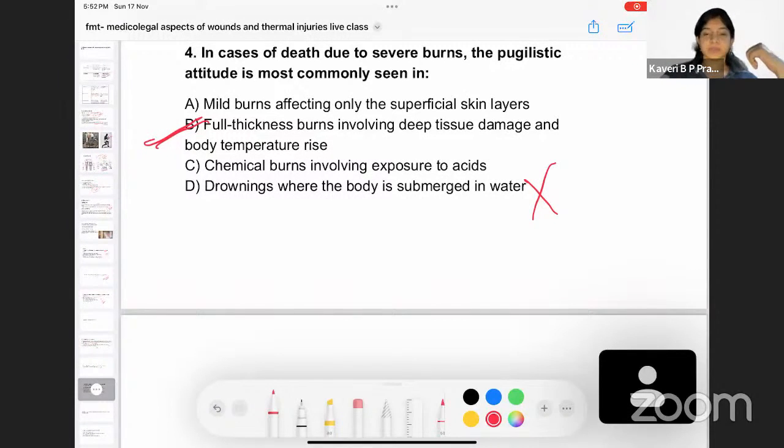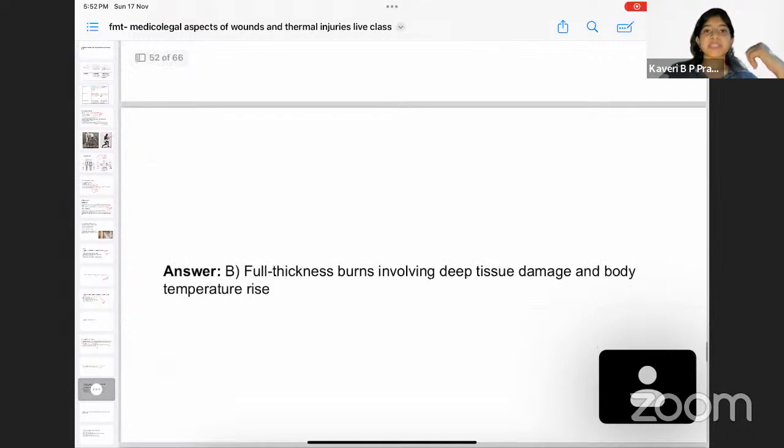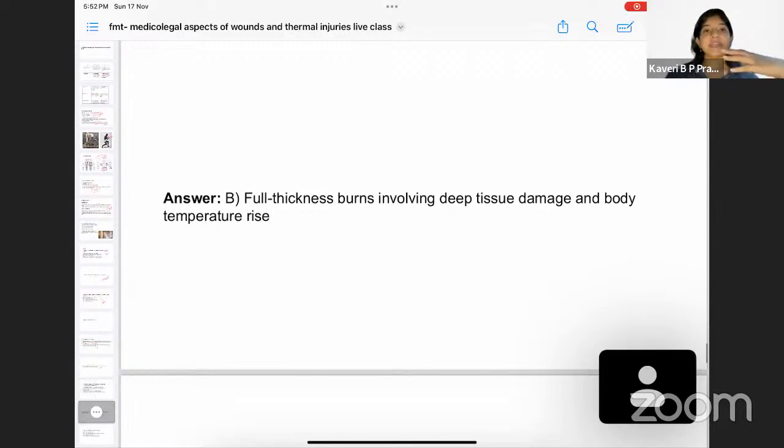That is option B, because of which there is going to be flexion at the elbow and knee joint, extension of the head, as well as opisthotonus.